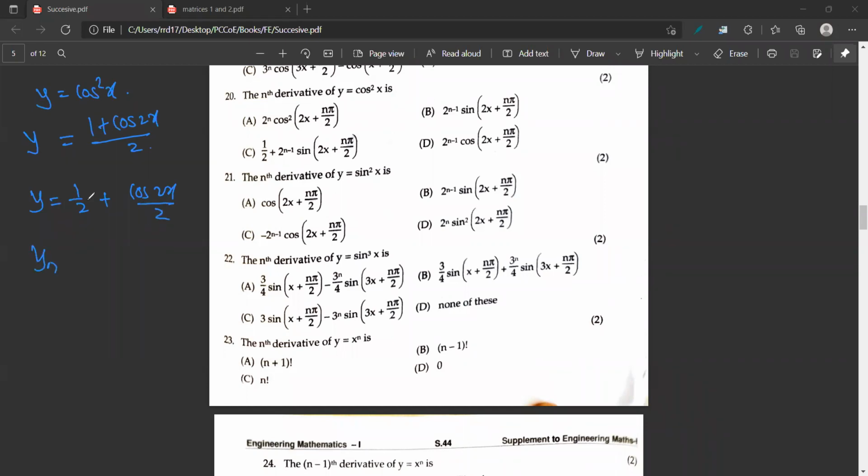So the nth derivative will be 0 plus, since 1 by 2 is constant, and because of the 2, 2 raised to n into cos of 2x plus n pi by 2. Are you getting my point? So yn is going to be equal to 2 raised to n minus 1 into cos of 2x plus n pi by 2. Is the answer clear to everyone? Which answer is correct in this case? Option D. Okay, sin square x, you can try the same method. You may take the screenshot.